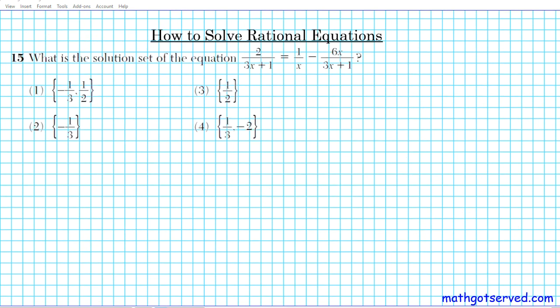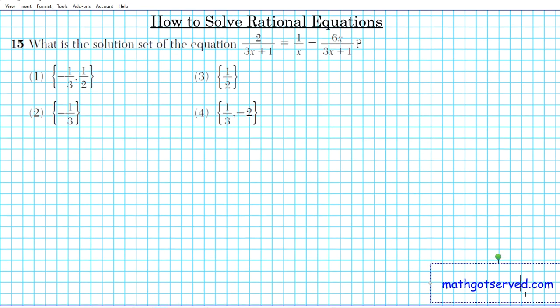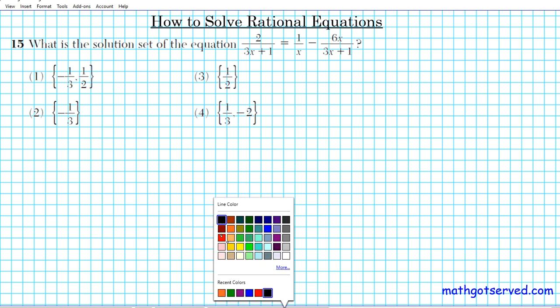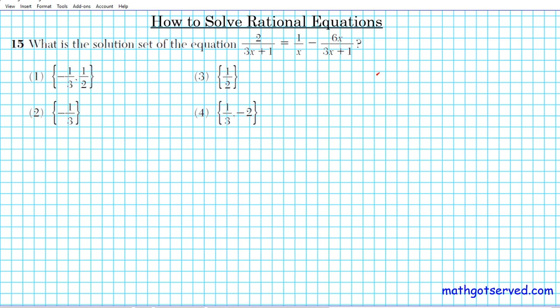All right, let's take a look at question 15. In question 15, we're going to be assessed on how to solve rational equations. Okay? All right, so the question reads, what is the solution set of the equation 2 over 3x plus 1 equals 1 over x minus 6x over 3x minus 1? Now, a tip to keep in mind concerning solving rational equations, a very, very helpful tip, is the first step, which makes it really easy. All right, so the first step is to eliminate the denominator by multiplying by the LCD.